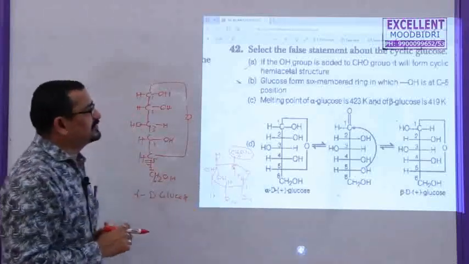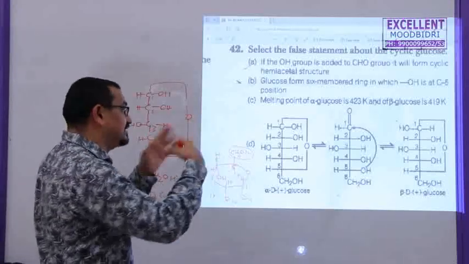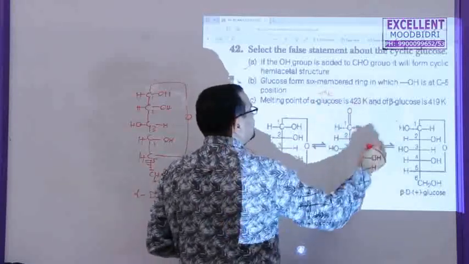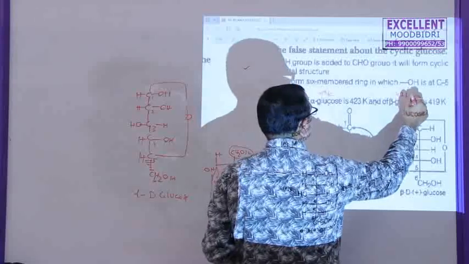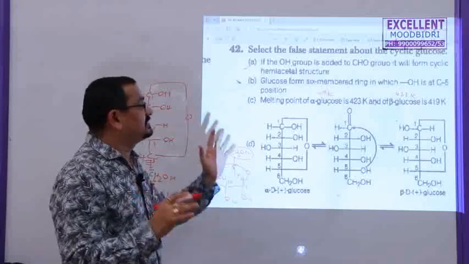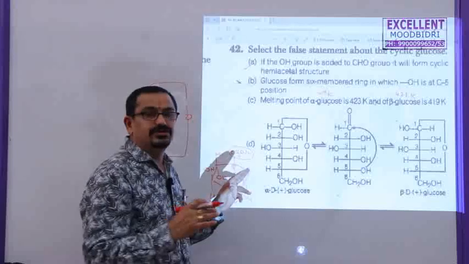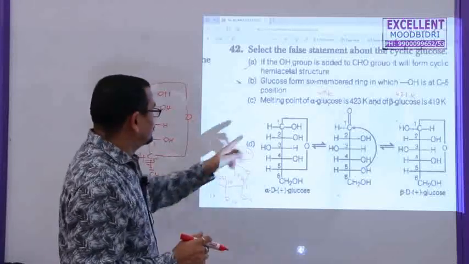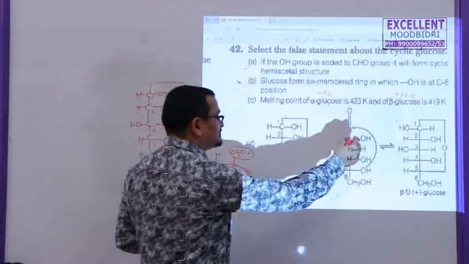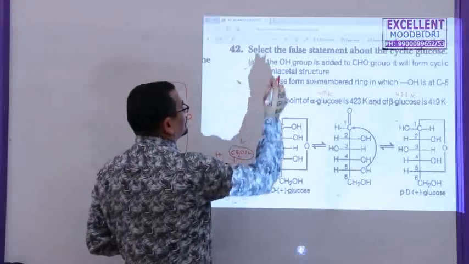And melting point of alpha D glucose is 423 and beta D glucose is 419. I think it's given in reverse way. Alpha D glucose is 419 Kelvin and beta D glucose is 423 Kelvin. So when it comes to the melting point, this is with respect to the data given in NCERT during mutarotation concept. And fourth one is when OH is on the right side, that is called alpha D glucose, just now we discussed, and OH on the left side is beta D glucose. This is correct.